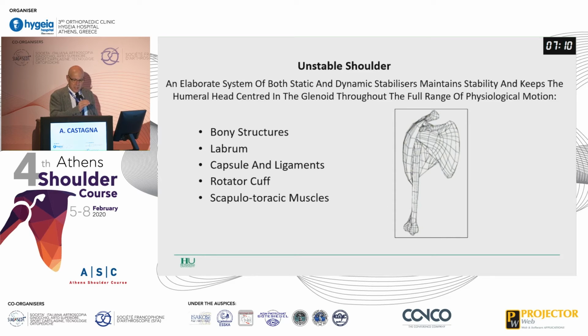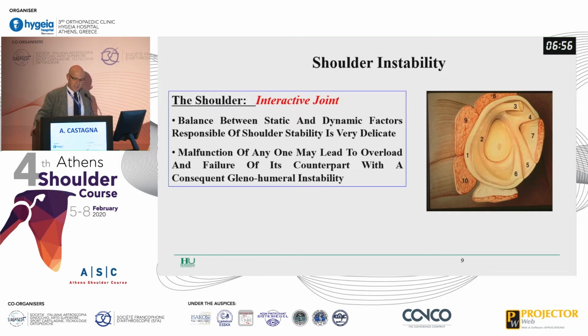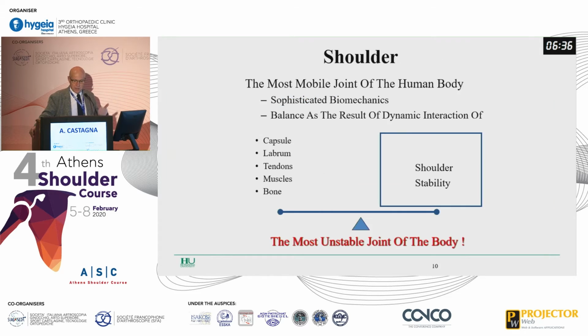So why is that? Because the unstable shoulder is not just a dislocation, it is something that is related to the bony structure, the labrum, the capsule, the ligaments, the rotator cuff, the scapulothoracic muscles. And in my opinion, the shoulder is the most interactive joint in the human body, because it is a balance between static and dynamic factors responsible for the shoulder stability. And the malfunction of any or more than one of these elements may lead to overload or failure of the counterpart with the consequent glenohumeral instability.